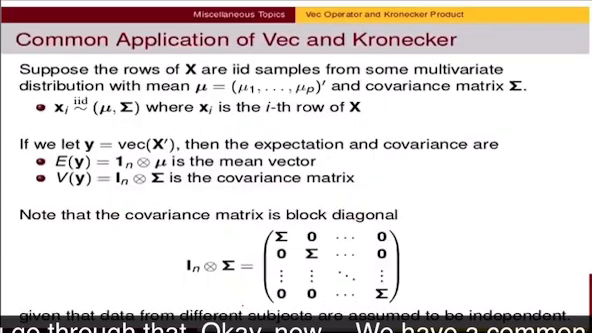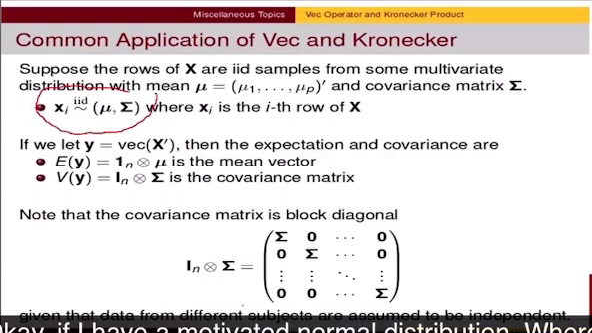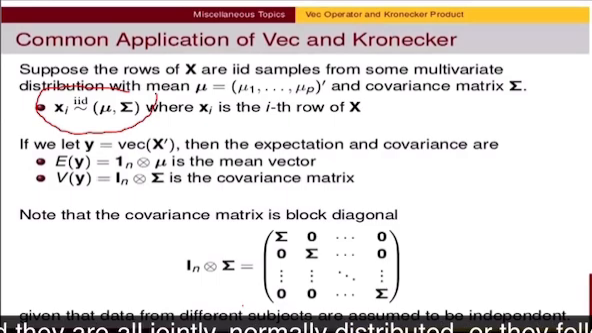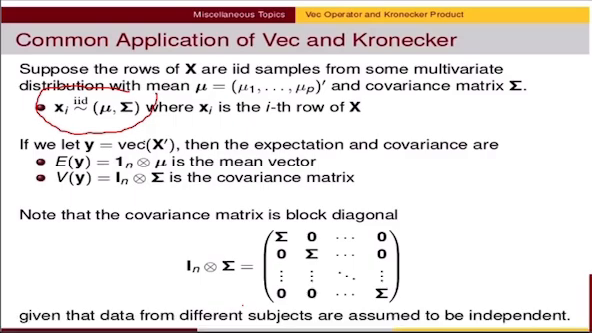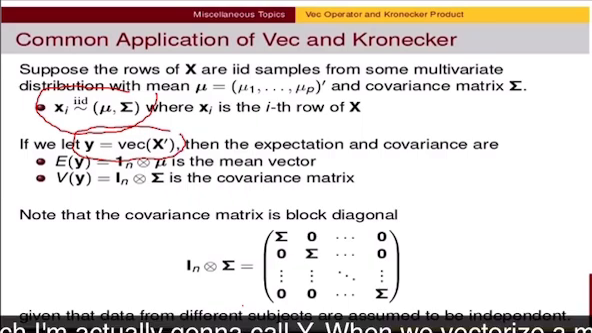Now we have a common application of vectorization and the Kronecker product, and I'm going to explain more on that when we get to the multivariate normal distribution. If I have a multivariate normal distribution with so many variables, maybe weight, height, blood pressure, and so on, and they are all jointly normally distributed, or follow a particular distribution, then if I vectorize the transpose of S, which I'm going to call Y, we can also figure out the mean and the variance.